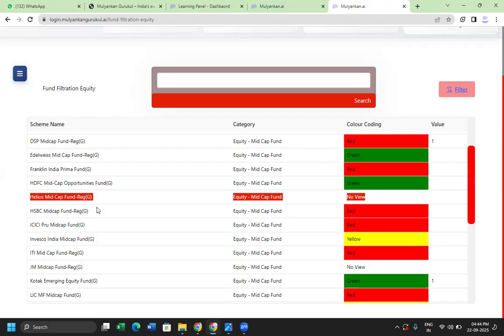Ashish bhai, what is red plus value one means we should actually invest in that fund, right?